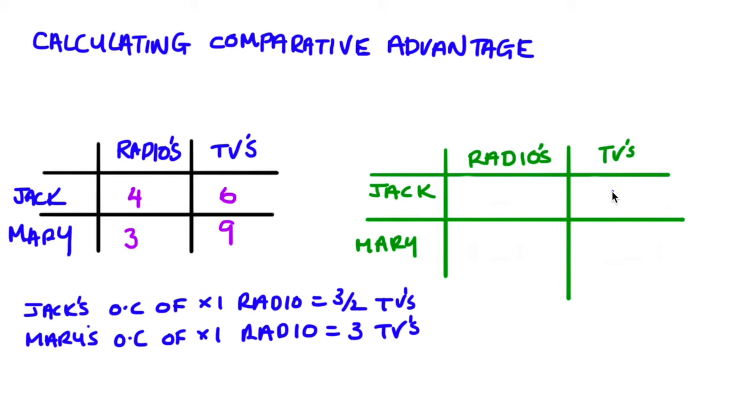So we know that if Jack makes 6 TVs, he gives up 4 radios, but we don't want our opportunity cost in terms of 6 TVs. We want it in terms of 1 TV. What do we need to do to 6 to make it into 1? We divide by 6. So I'm going to make sure I divide the other side, the number of radios, by 6 as well to preserve the ratio. So we get 4 over 6, which is 2/3.